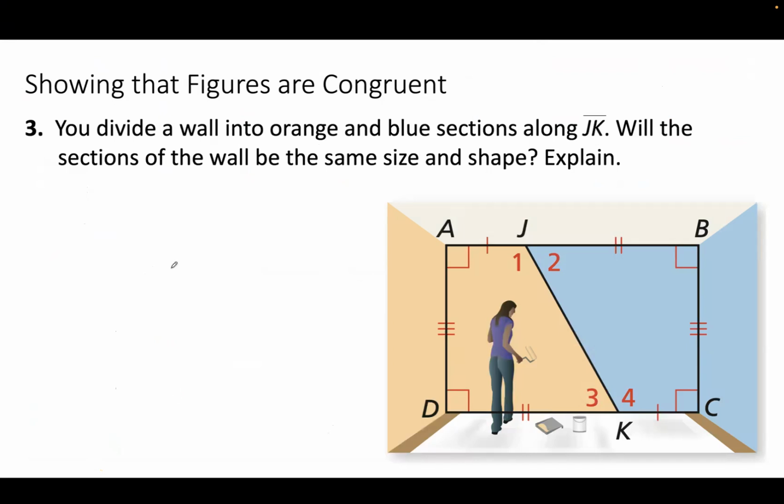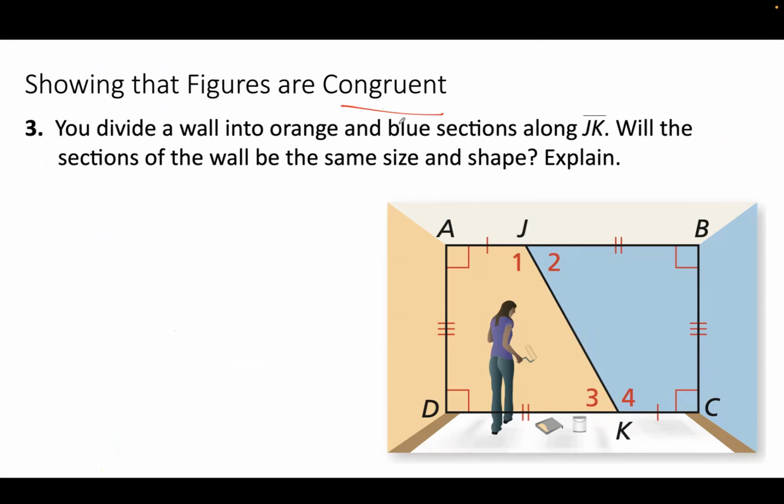Okay, I want to look at one final example. So here we have a wall. It says you divide a wall into orange and blue sections. So the left is orange, the right is blue, along JK. So JK is what's splitting it. Will the sections of the wall be the same shape and size? Okay, so remember, if the same shape and same size, that means it's asking, are they congruent?